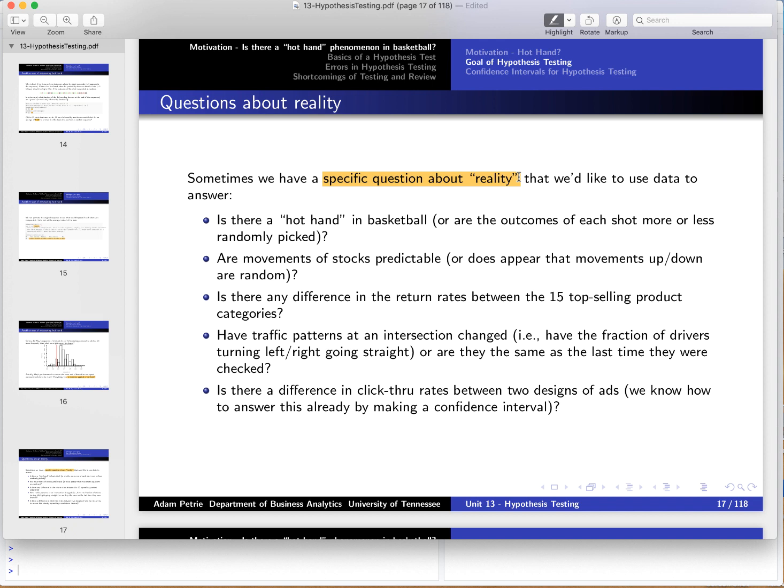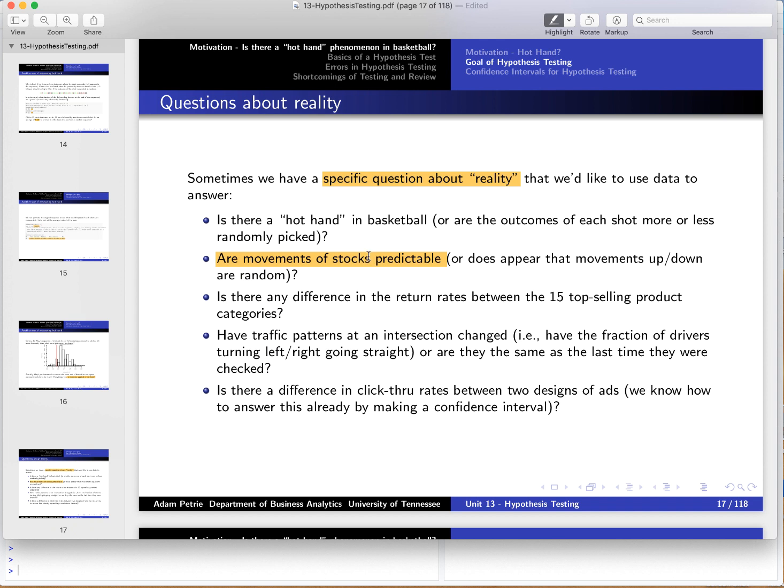And so there's a good set of questions out there that we might want to ask that meet these conditions, things we can't readily answer from making the confidence intervals that we've discussed before, that we can use hypothesis testing to help us out with. So if you're into predicting where the stock market is going to go, are the movements of stocks predictable at all? Or does it appear that the ups and downs on a day-to-day basis are purely random? Something that we could use the hypothesis testing framework to help answer. We can collect data and see what the data suggests.